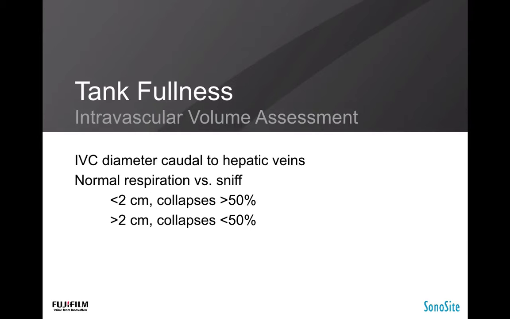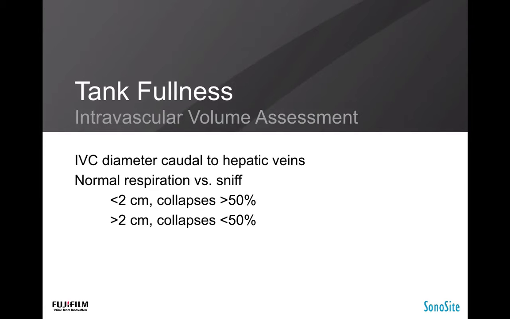We assess the overall size of the IVC, and here we are looking for extremes. An IVC diameter that is less than 2 centimeters is considered small, and I will refer to this as a flat IVC. An IVC diameter that is larger than 2 centimeters is considered large, and I will refer to this as being a fat IVC.